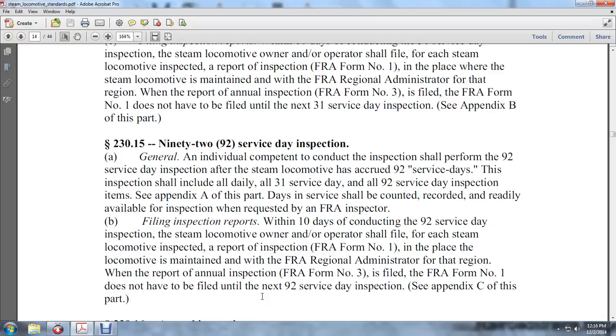Filing inspection reports. Within 10 days of conducting the 92 service day inspection, the steam locomotive owner or operator shall file for each steam locomotive the inspection report, FRA form number 1, in the place where the locomotive is maintained, and with the FRA regional administrator of the region. If the report of the annual inspection, FRA form number 3, is filed, FRA form number 1 does not have to be filed until the next 92 service day inspection. See Appendix C of this part.